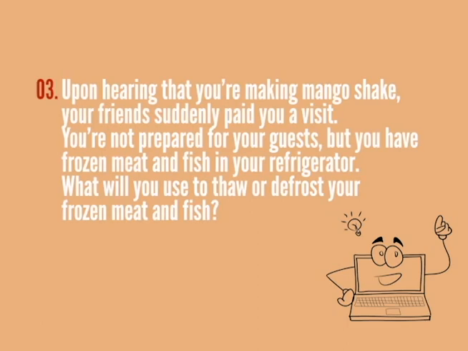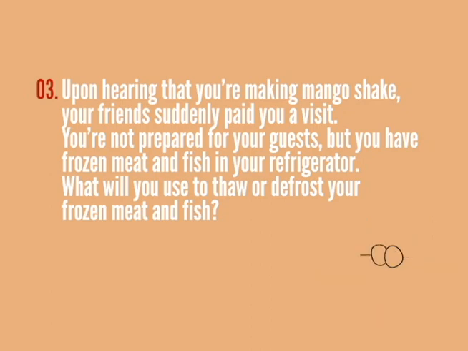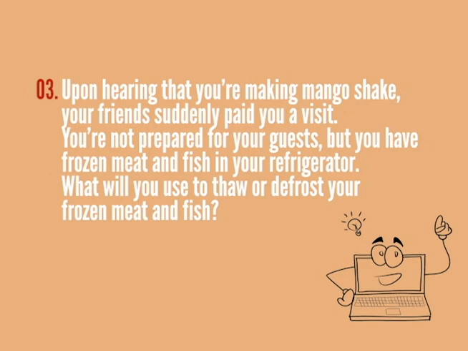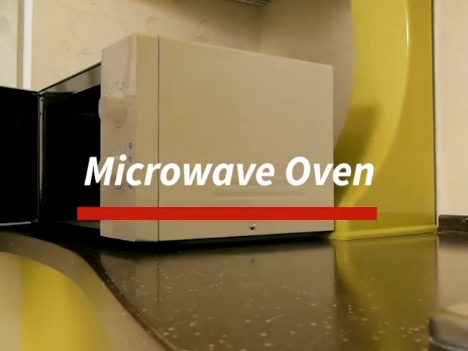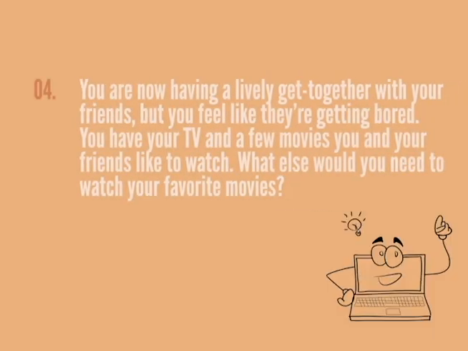Question 3. Upon hearing that you are making mango shake, your friend suddenly paid you a visit. You're not prepared for your guests, but you have frozen meat and fish in your refrigerator. What will you use to thaw or defrost your frozen meat and fish? A microwave oven. Correct!